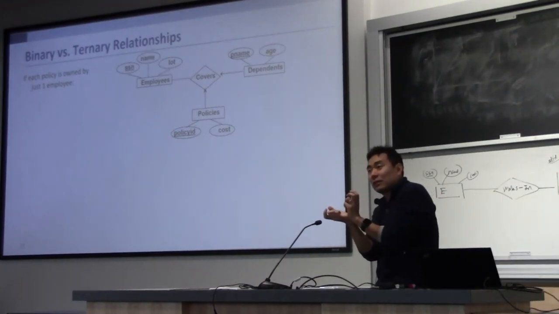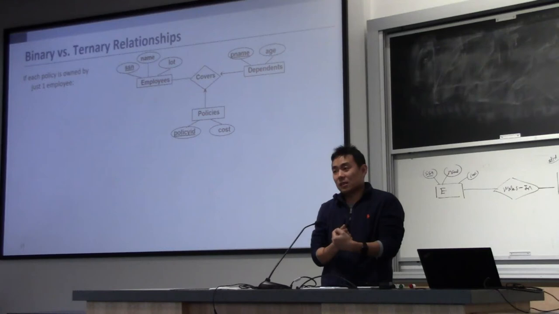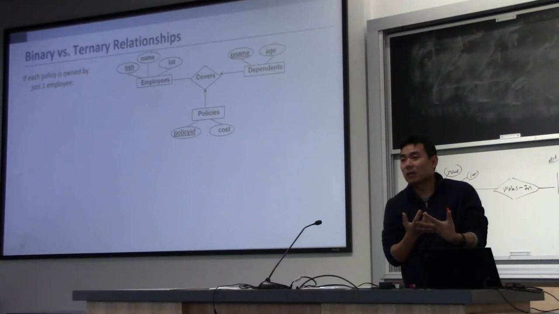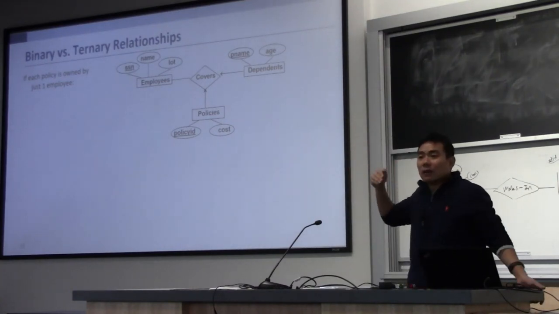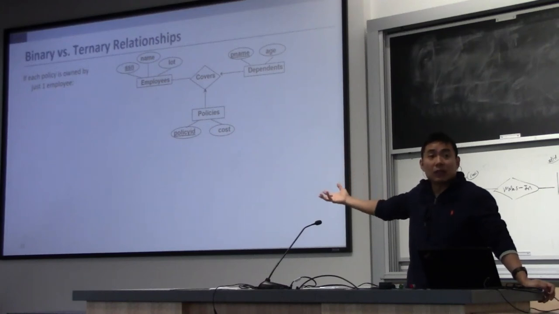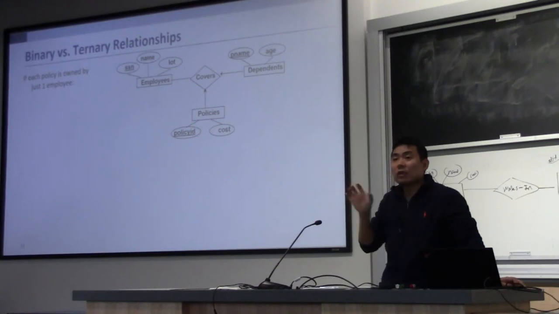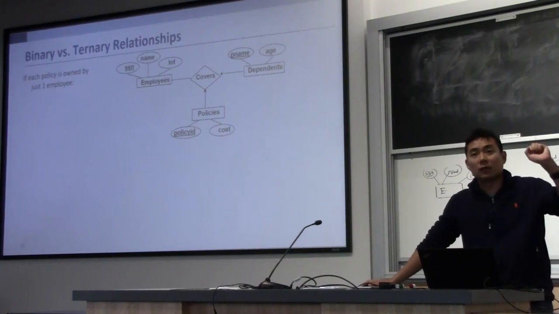What does it mean? That means each policy can be used to cover just one dependent, and each dependent can be covered by just one policy, which is not the intention. Because I only said a policy is owned by one employee, I said nothing about a policy covering just one dependent. But as a negative side effect, you introduce that ambiguity in your design. You follow the argument? And there's no easy way to address that using a ternary relationship set design.